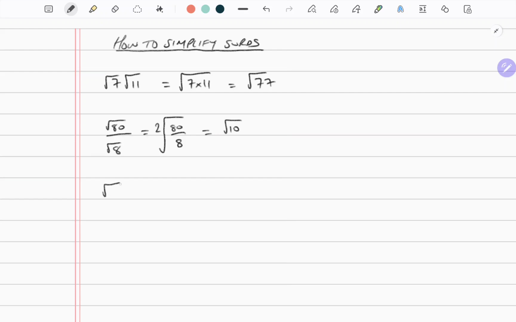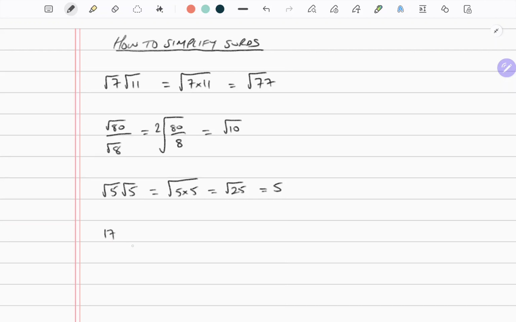Let's try a different one. So let's try square root of 5 multiplied by the square root of 5. Well, that is equal to square root of 5 multiplied by 5, which is square root of 25, which is equal to 5. Because 5 times 5 is 25, so if you took the square root of 25, you get back that original 5.